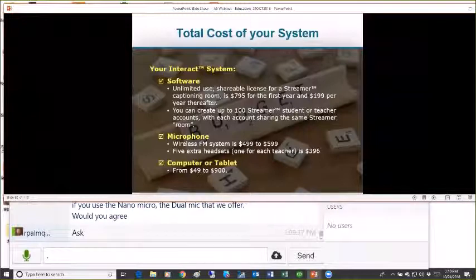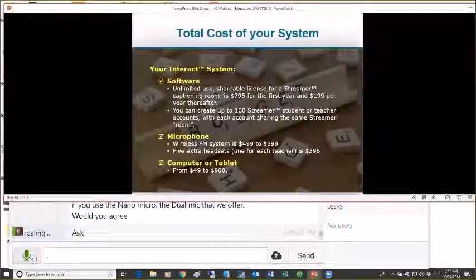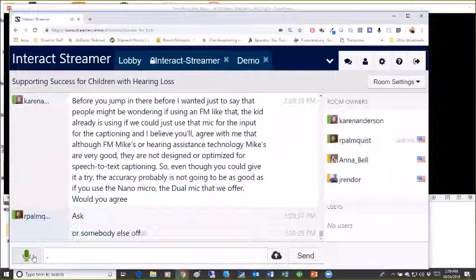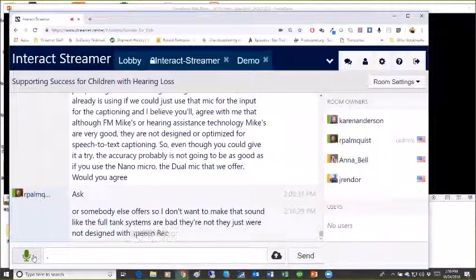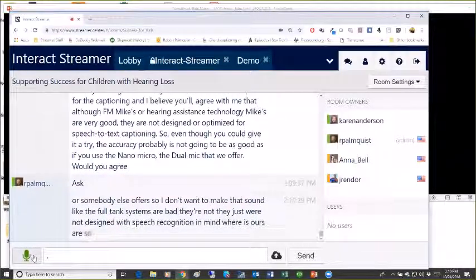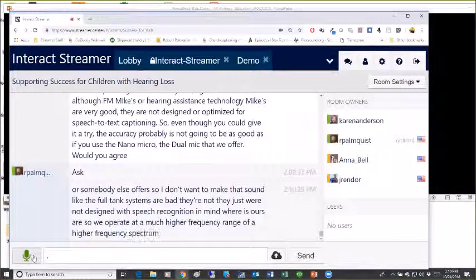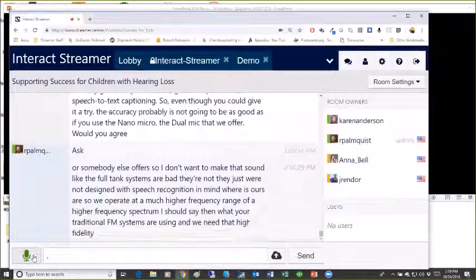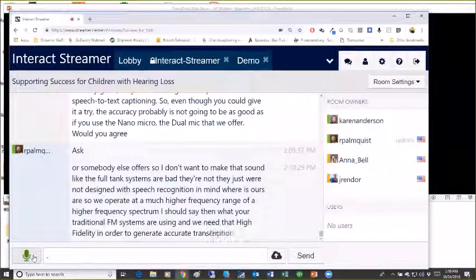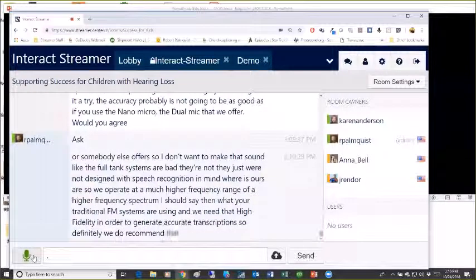Yeah, totally. And so our systems are much higher fidelity than what Phonak or somebody else offers. And I don't want to make it sound like the Phonak systems are bad. They're not. They just were not designed with speech recognition in mind, whereas ours are. So we operate at a much higher frequency range, higher frequency spectrum, I should say, than what your traditional FM systems are using. And we need that high fidelity in order to generate accurate transcriptions. So definitely we do recommend that you use our system.